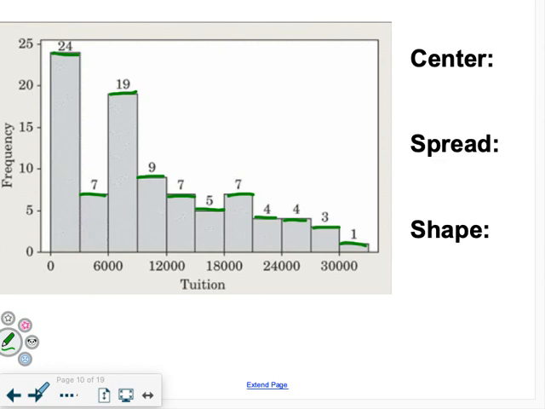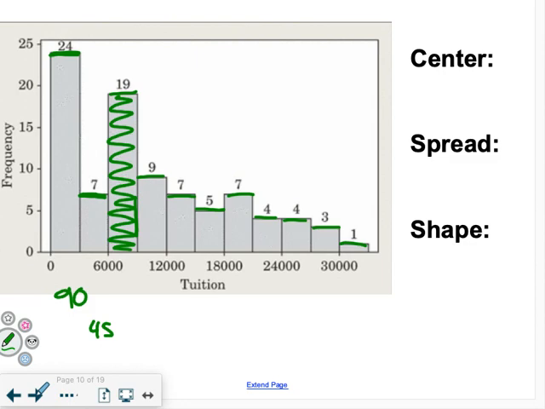So if we think about the middle, if there's 90 total numbers, the middle would be 45 numbers in. So I'm going to start counting right about 24. Now plus 7, we're at 31. Now add 19. Notice in here we are at 50. Right at this point, we're at 50 pieces of data, so that means our median is somewhere in here.